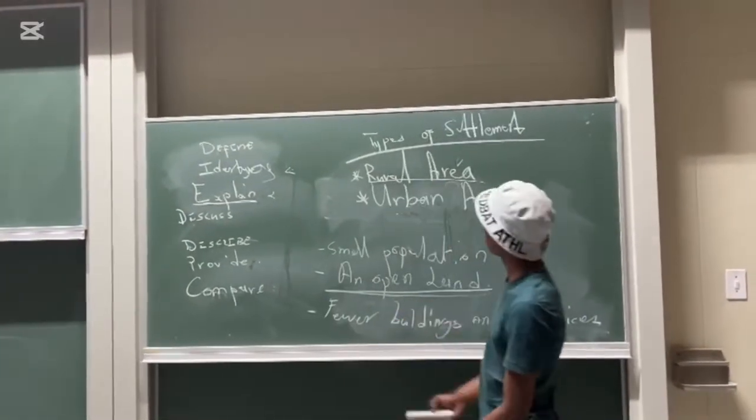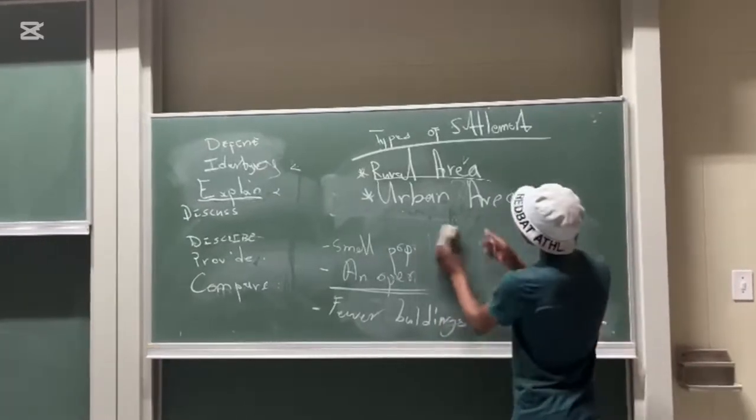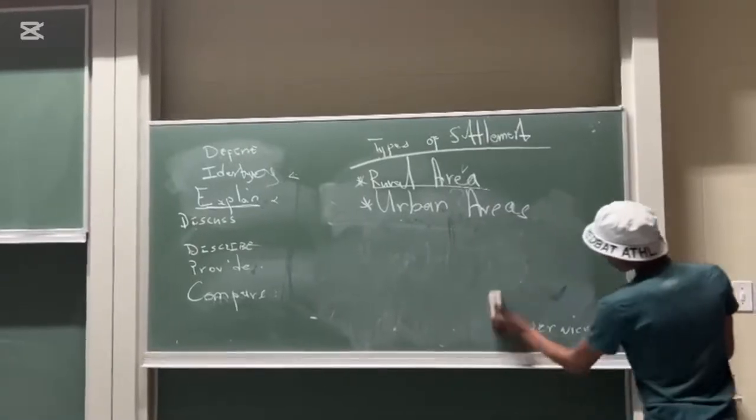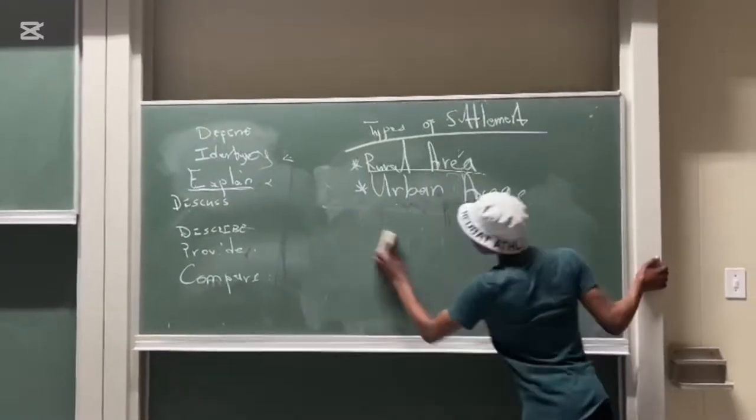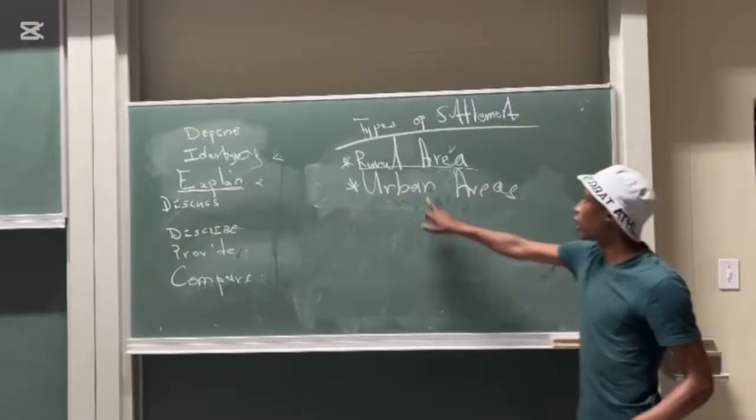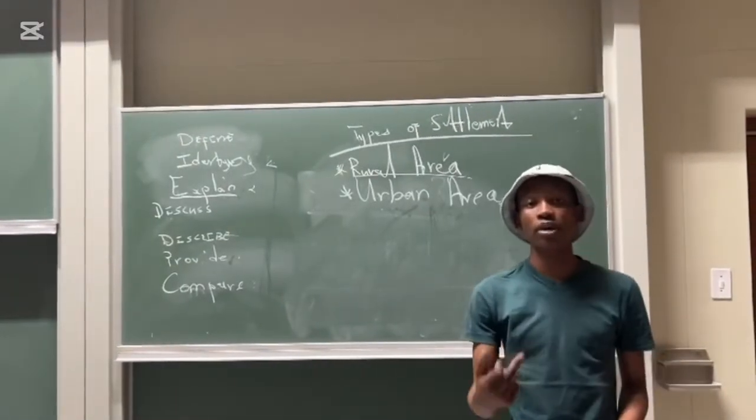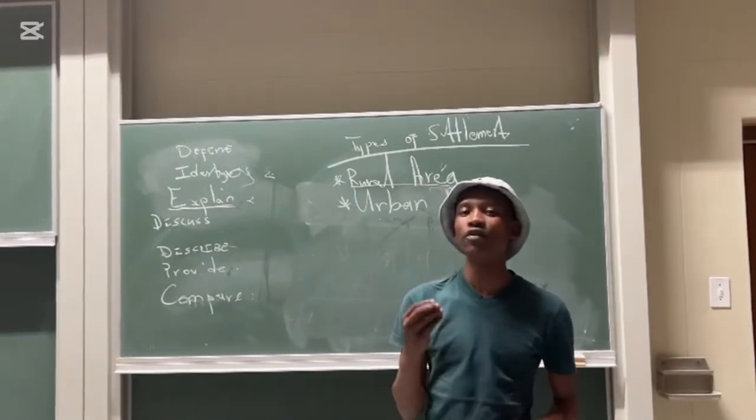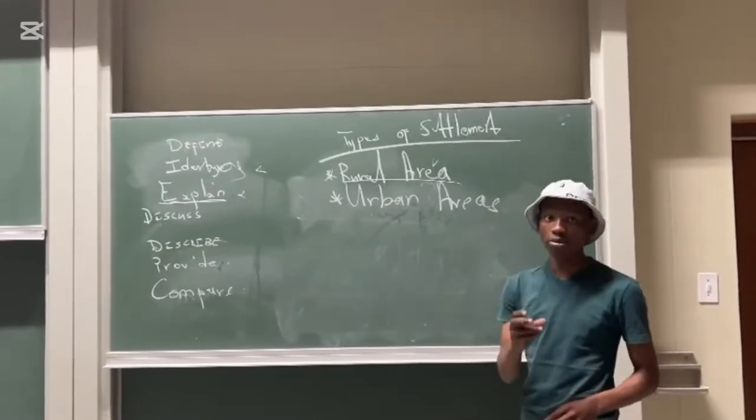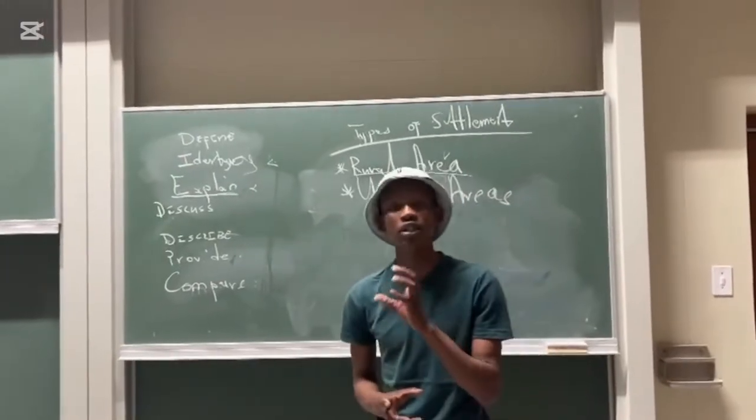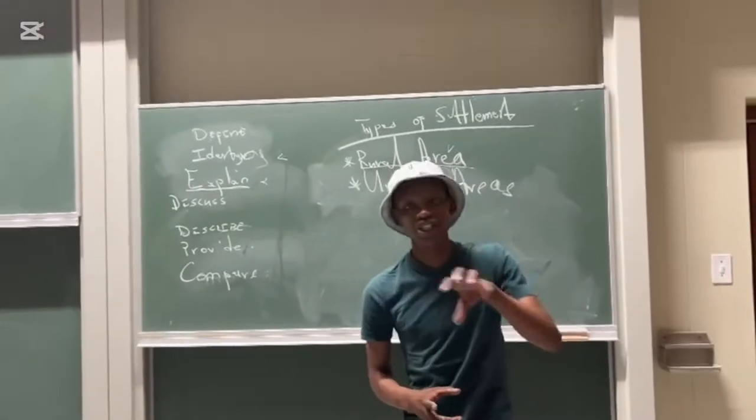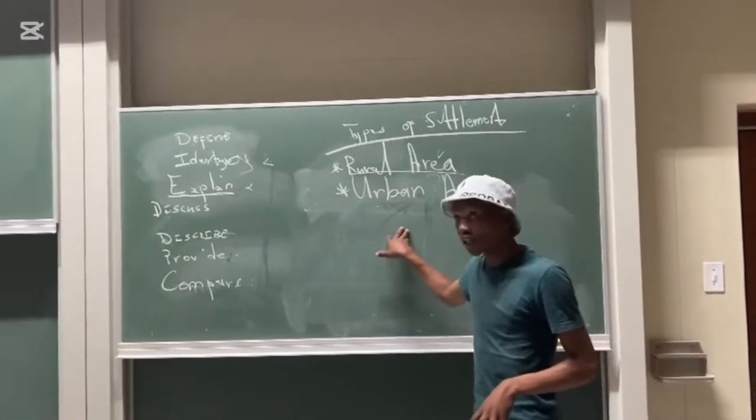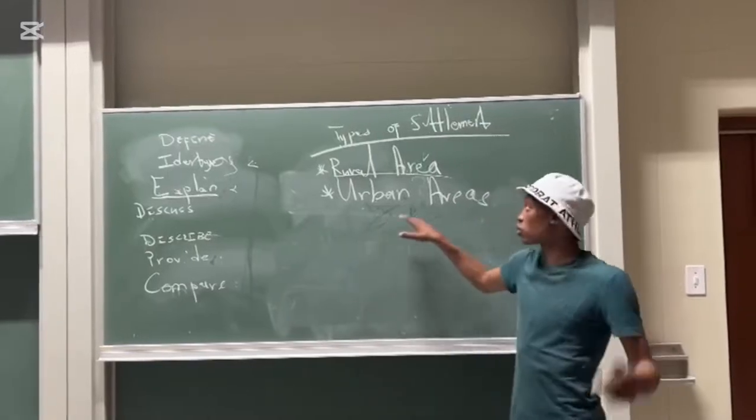Now let's talk about urban settlement. What is an urban settlement? An urban settlement is the place where people live close together in a developed area. What do we mean by a developed area? We're talking about the place where economic activities take place, where money is generated. So in urban areas, people live close together, such as in cities and towns.